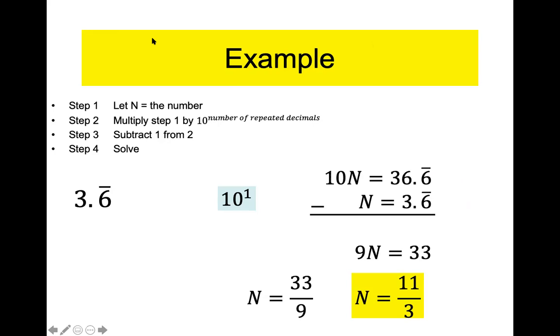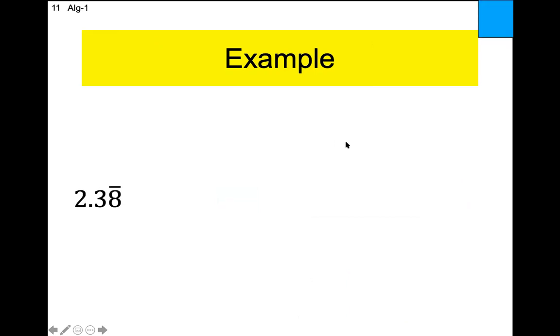We're going to do a bunch of these. Don't panic. All right. Grab a piece of paper. If you've done nothing to this point and you know you haven't done this process, you need to do this. Okay, so here we go. I need to change 2.3 with the 8 repeating into a fraction. Step number one, we literally just let n equal that number. All I'm doing is writing n equals the number.